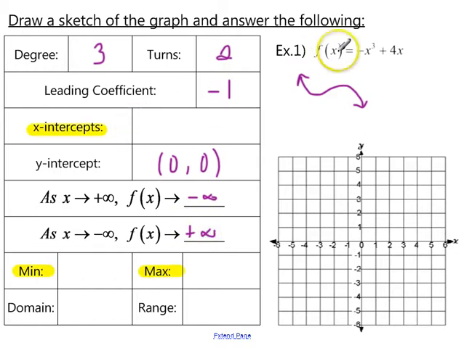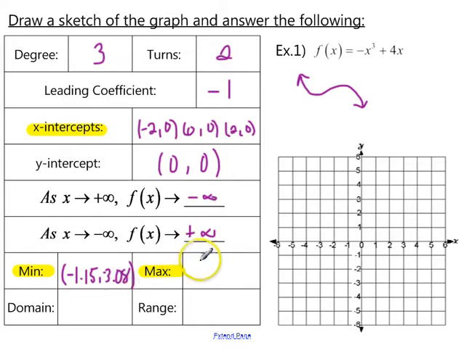To find the x-intercepts, you need to put your function into the calculator, take a look at the graph, and you want to calculate the zeros of the function. When you do that, you'll get (-2, 0), (0, 0), and also (2, 0). For the minimum, you want to calculate the minimum on the calculator from the graph, and you'll get (-1.15, -3.08). And same for the max. You're going to calculate the max from your graph, and you get (1.15, 3.08).